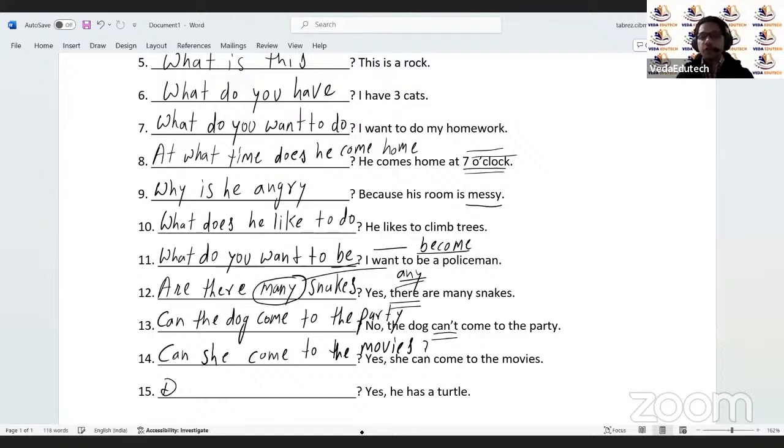So how will you ask the question? Does he have a turtle? Okay, so as per the situation, as per the different structure, you need to be aware of different structures. For example, जैसे हमने ये sentence पढ़ा, yes, he has a turtle. Question का structure strike करना चाहिए, that how will you ask a question?